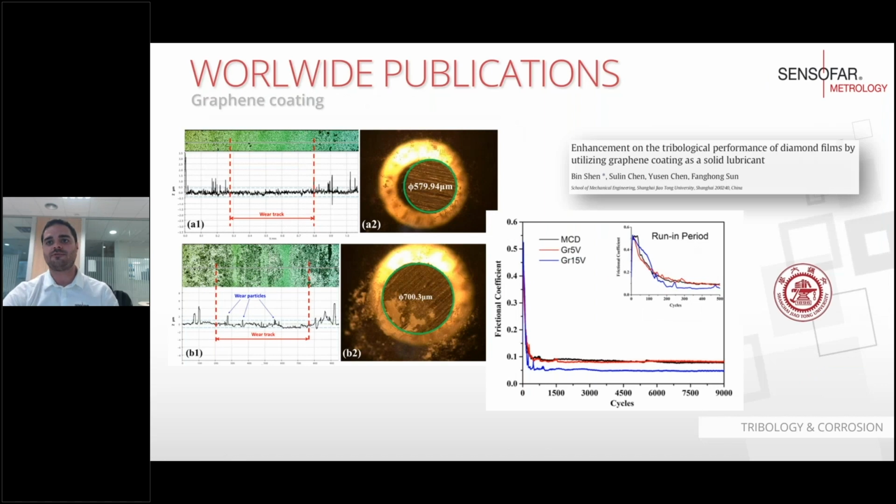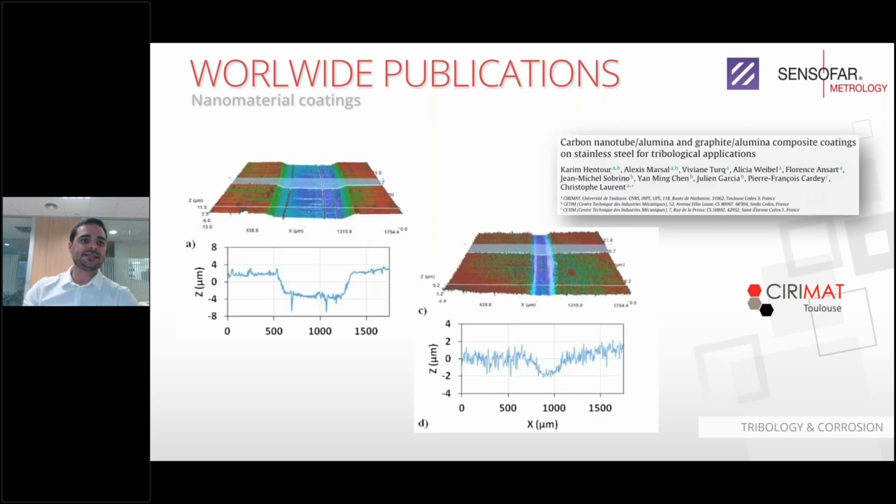This is another case from Shanghai Jiao Tong University, where they are analyzing how to reduce the coefficient of friction by applying some graphene coatings. A similar case is that of the University of Toulouse, where in this article they show again how to reduce the coefficient of friction, but in this case applying some nanomaterial coatings, such as carbon nanotubes or graphite.